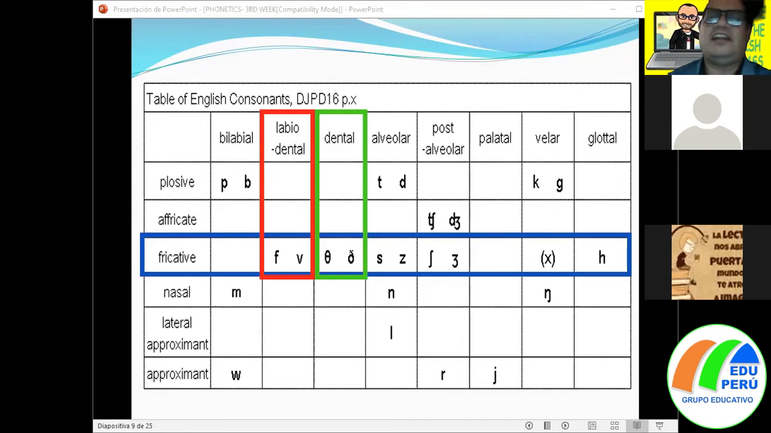All right. Now let's continue with the other two sounds. Fricative sounds. Remember, we're talking about the fricative sounds. Let's pass to the alveolar sounds. Notice here. Alveolar sounds. So again, you're going to use your tongue.